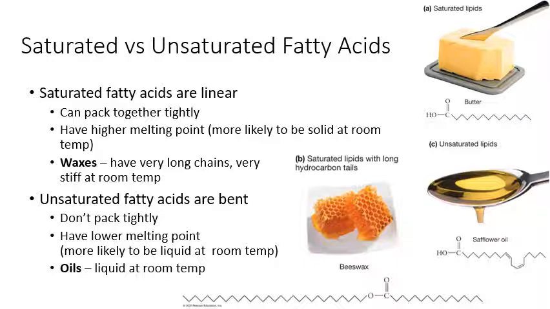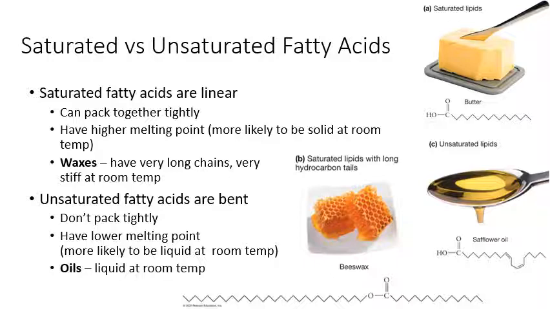If it's an unsaturated fatty acid, then it has those bends in it, at least one bend, and those bends are going to prevent the acids from packing together too tightly. So there are going to have to be some spaces in between them when they try to pack together. And those spaces mean that they end up having a lower melting point than the saturated fatty acid would have, which practically means that when you have that type of unsaturated fatty acid at room temperature, it's more likely to be a liquid.